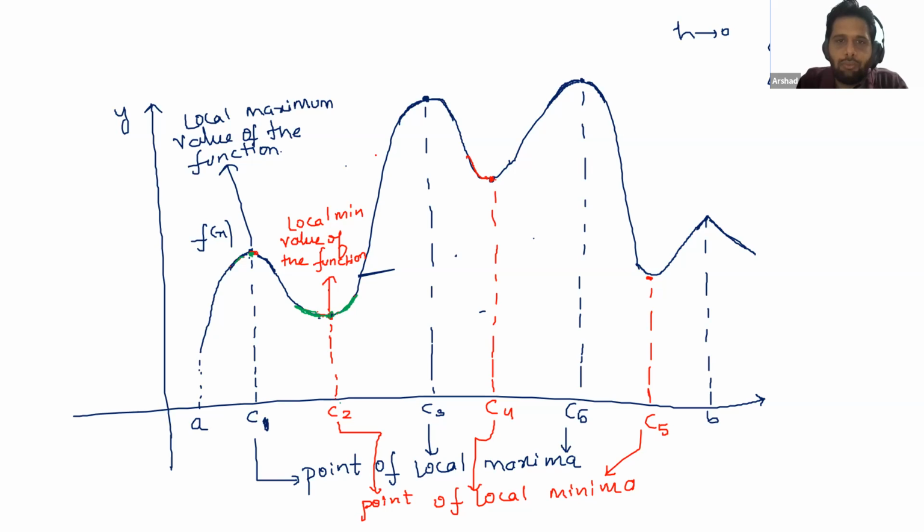So you understood what local maxima and minima are. I'm explaining again that local maxima and minima do not mean the maximum and minimum value of the function. For local maxima, the value is greater than the neighboring points, and for local minima, the value is lesser than the neighboring points.